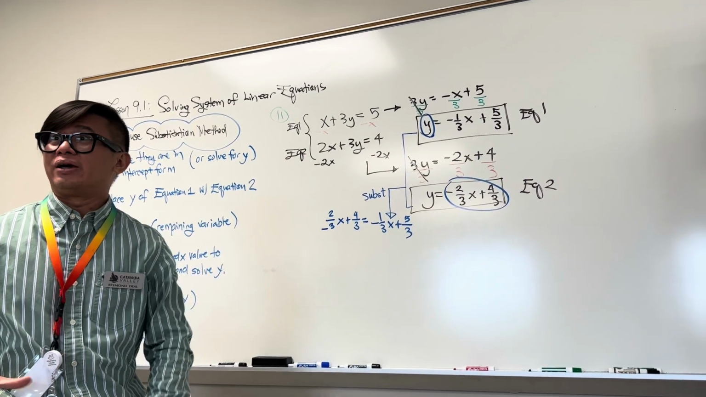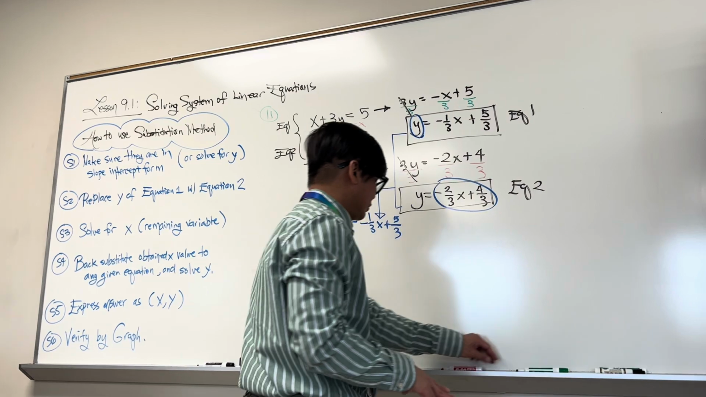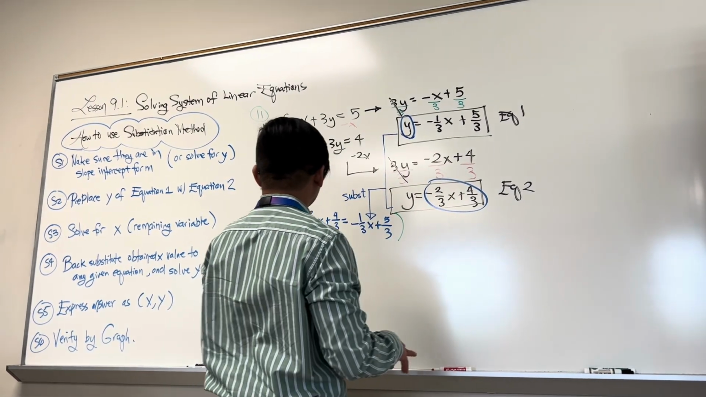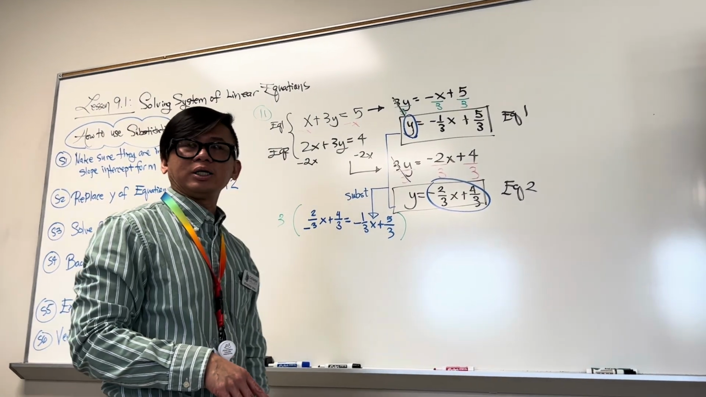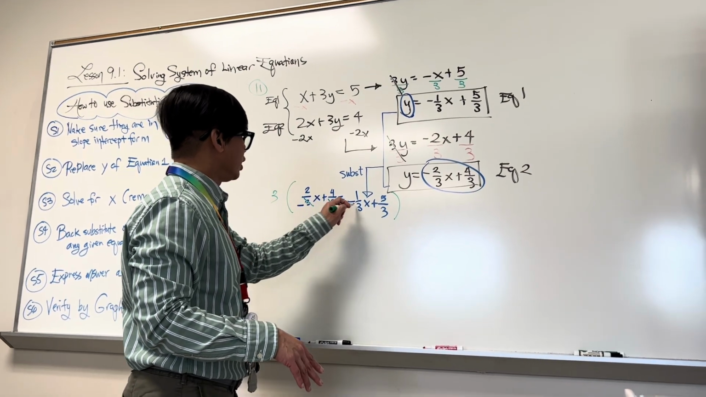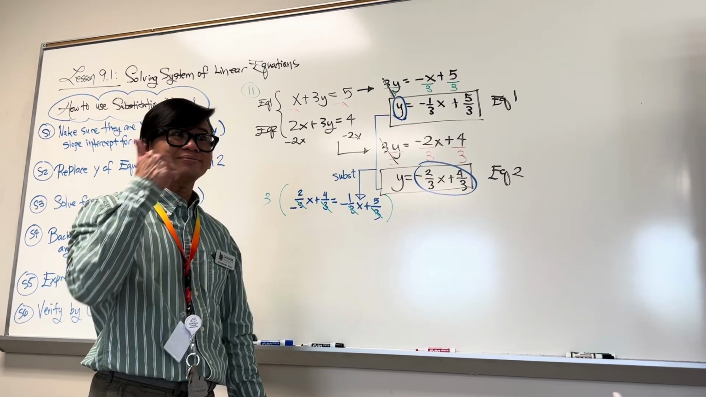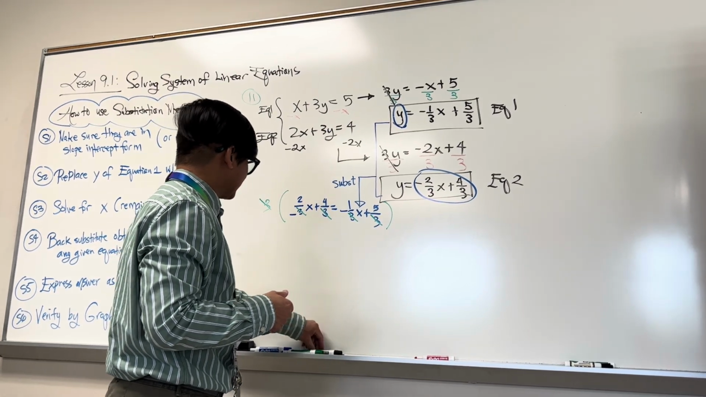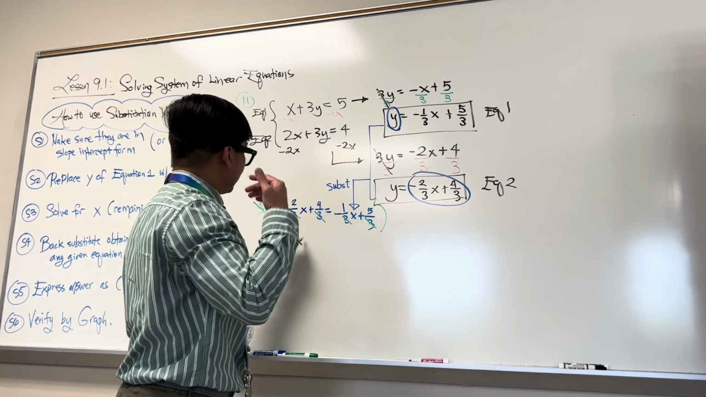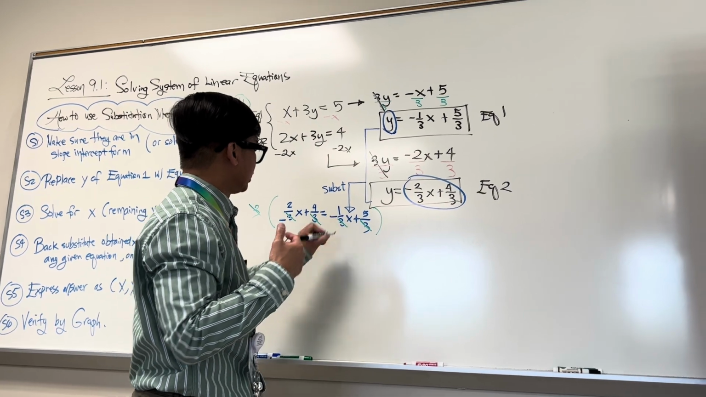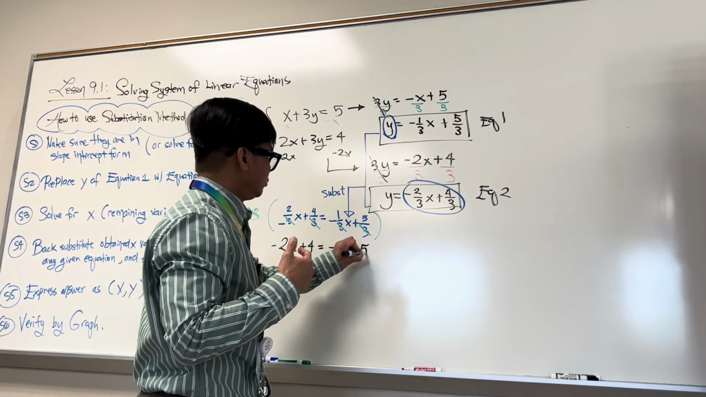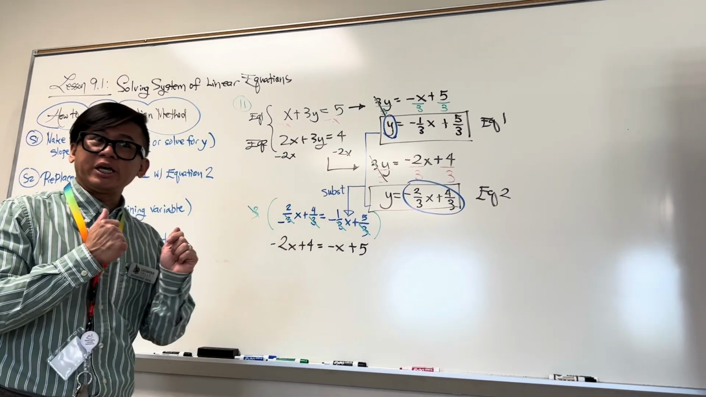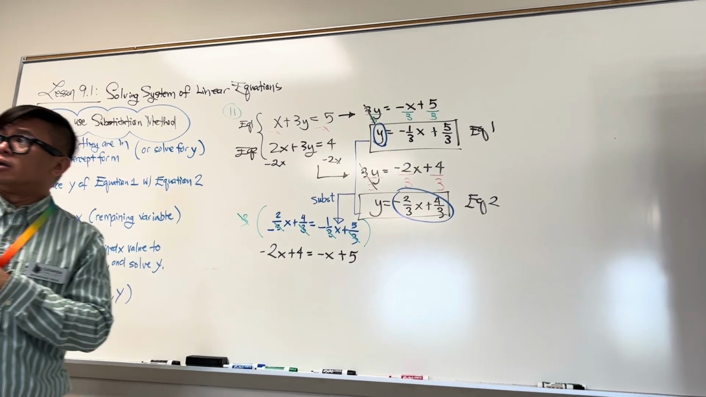Multiply everything by 3. Very good. That is correct. So multiply everything in here by 3, right? In short, with that, these will cancel out. Good. Okay, so that's going to be negative 2x plus 4 is equal to negative x plus 5. All right, so just be careful with those negative signs.